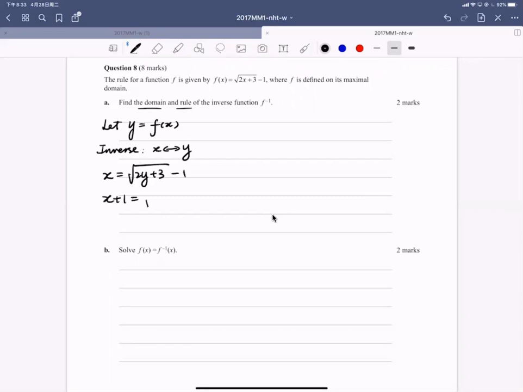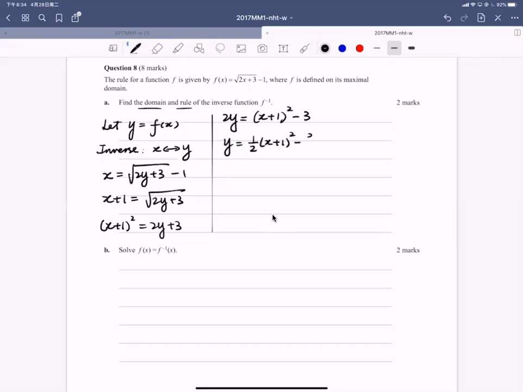x plus 1 equals root of (2y plus 3). (x plus 1) squared equals 2y plus 3. And 2y equals (x plus 1) squared minus 3, and y equals half of (x plus 1) squared minus 3 on 2. Therefore, the rule of f inverse of x is half of (x plus 1) squared minus 3 on 2. But how about its domain?